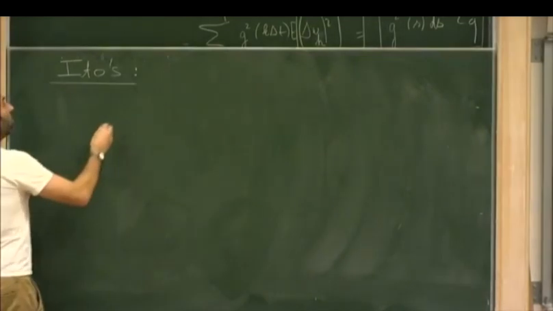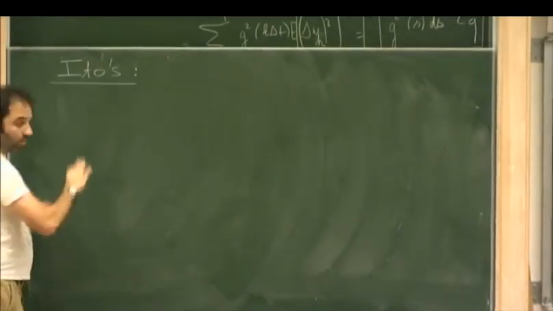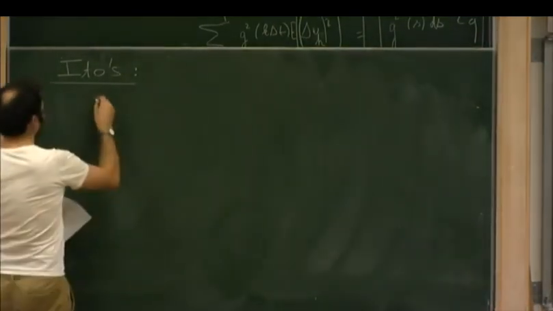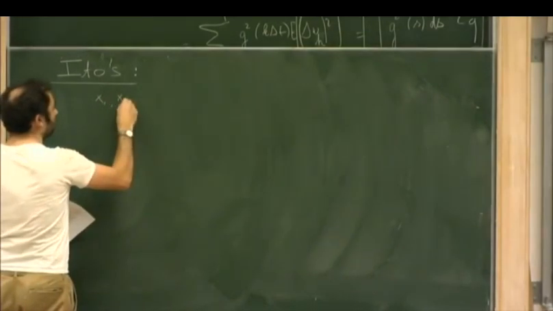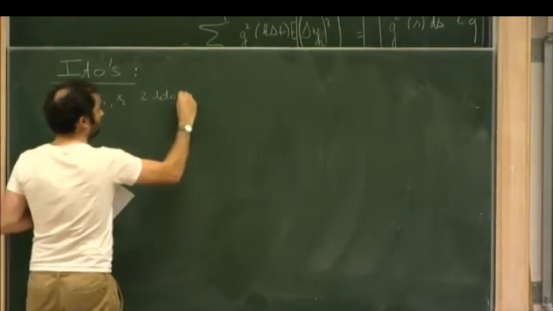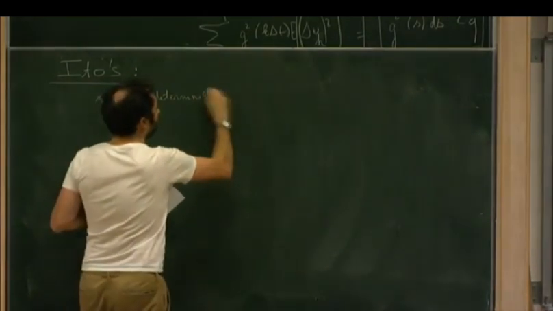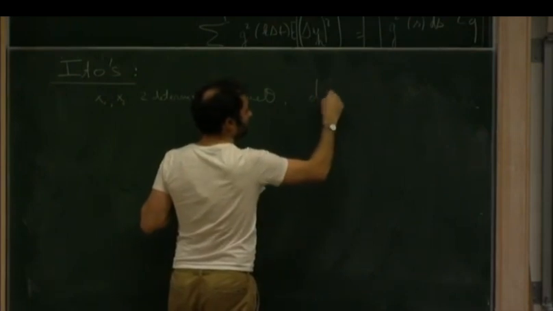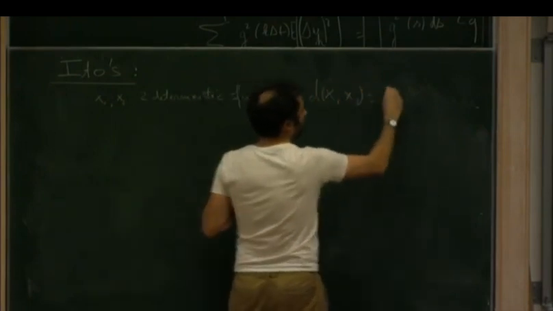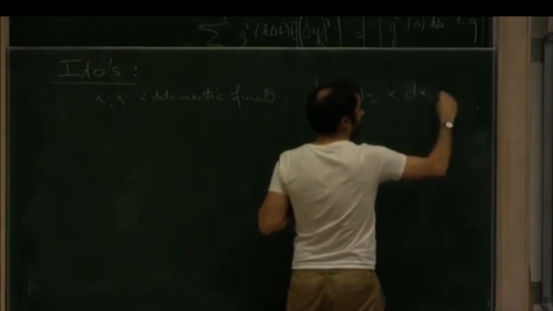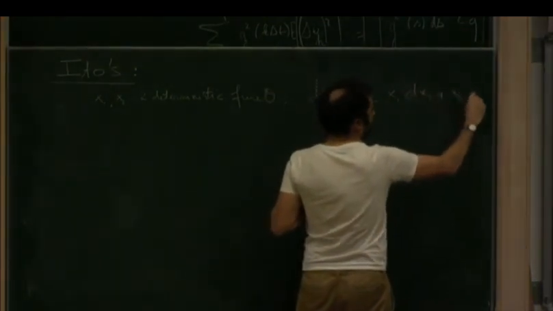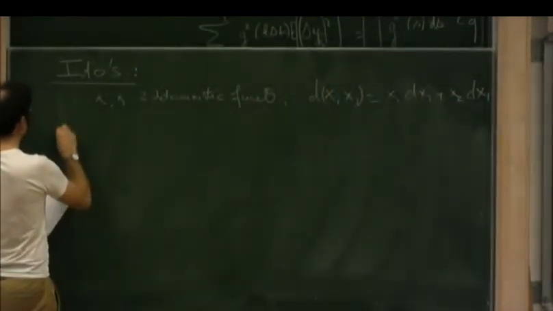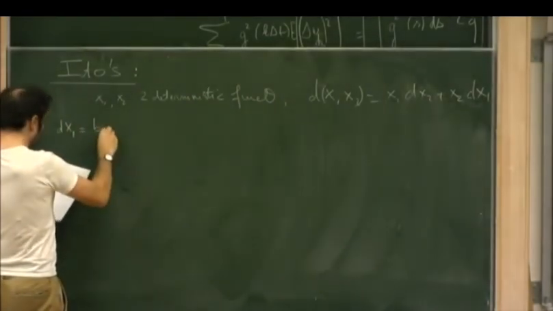Okay, so the essence of this is the following example. If you have, again, x1 and x2, two deterministic functions, by definition, if the regularity is good enough, d(x1 x2) is x1 dx2 plus x2 dx1. But this is not correct if x1 and x2 are two stochastic processes. So I'll give an example that we'll do together, and we will start from there.